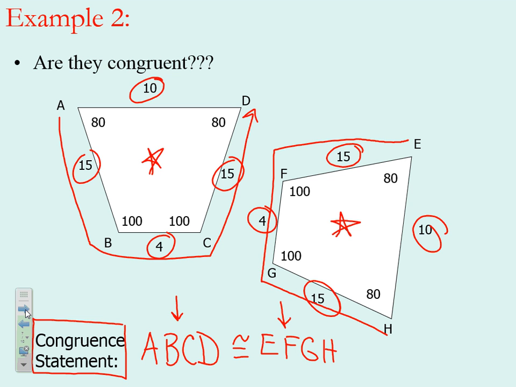And remember, the order of the letters does matter. They don't always have to be in alphabetical order, but they should be able to be used to identify that angle B, let's say, matches with angle F. Okay, that is a congruence statement.